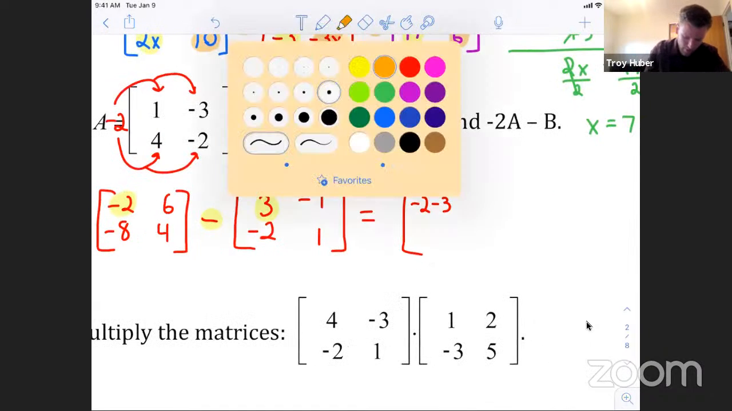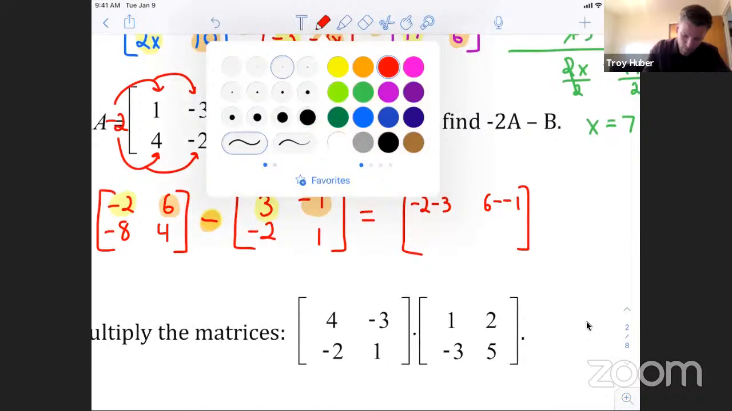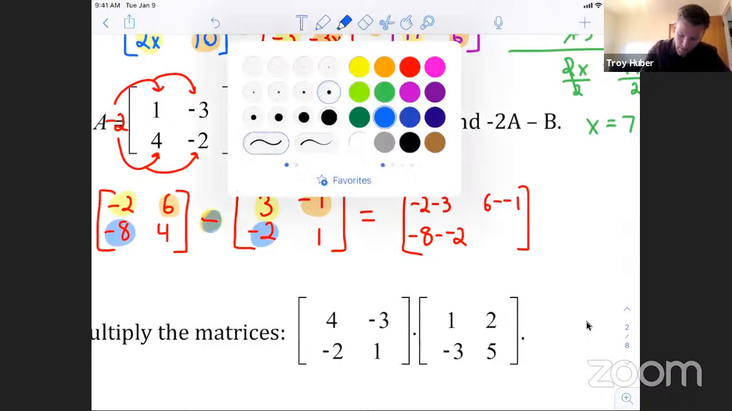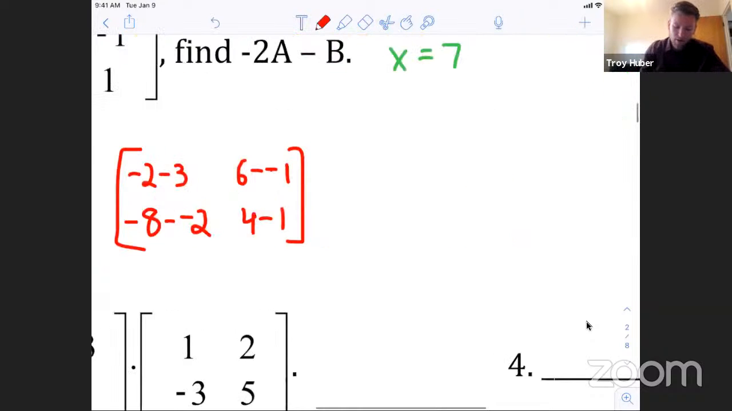Okay, then this one here would be 6 minus -1. So this one in blue, this would be -8 minus -2. And last but not least, I don't know, maybe purple, 4 minus 1. So now let's just go ahead and do our math here.